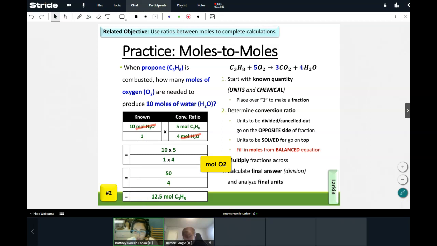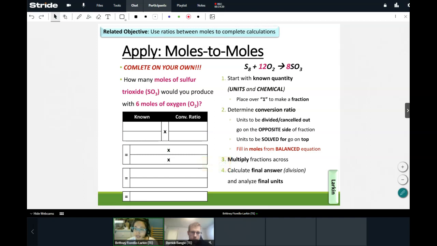Please fill in number 2. First box is going to be 12.5. Second box is going to be the units, which should be MOL space C3H8. Don't have to do anything special with the numbers in the chemical, just C3H8 exactly as you see it in the chat. This is number 2. Go ahead and raise your hands. You have 20 seconds to fill that in. Go, go, go.